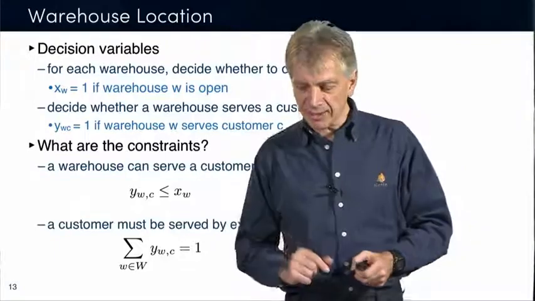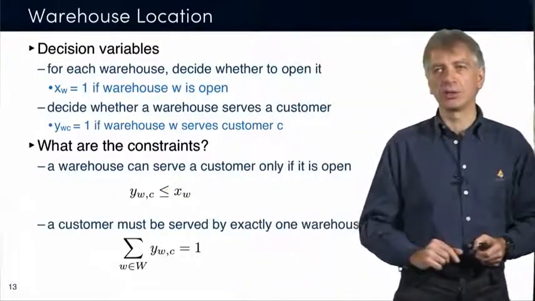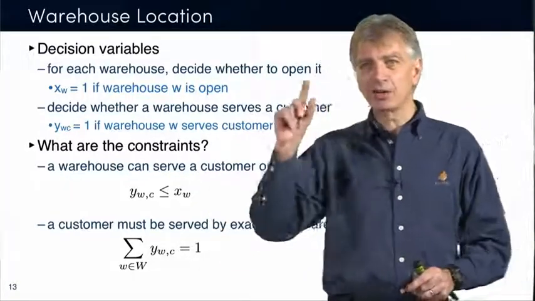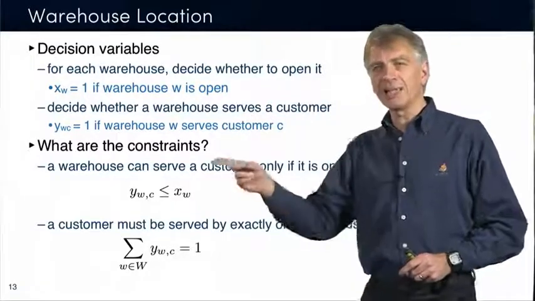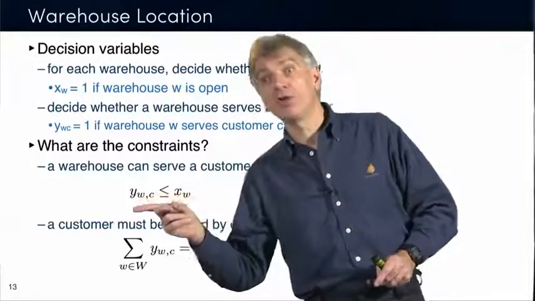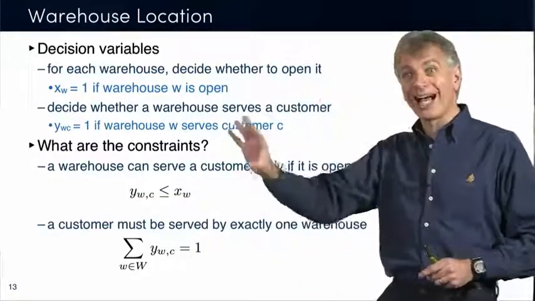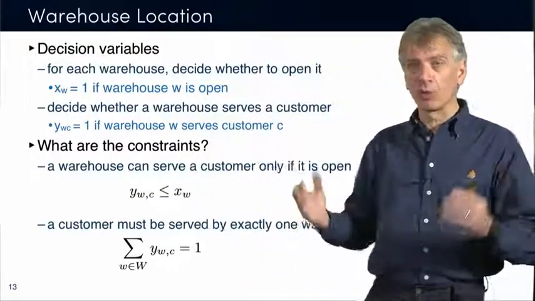Okay, so we are basically saying that ywc has to be smaller or equal to xw. What does that mean? If we close warehouse w, so that we don't build a warehouse, that means that xw is 0, right? If xw is 0, then ywc is going to be forced to be 0. We can't actually serve that customer with that warehouse. That's part of what we want, right?